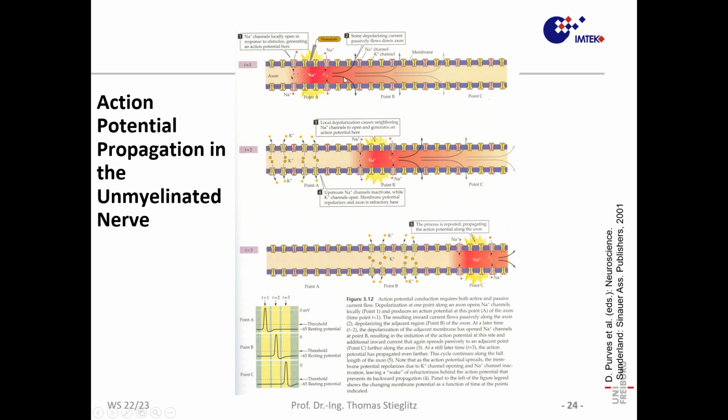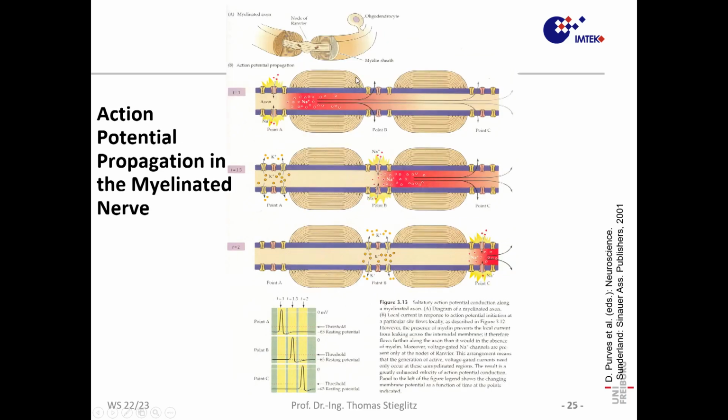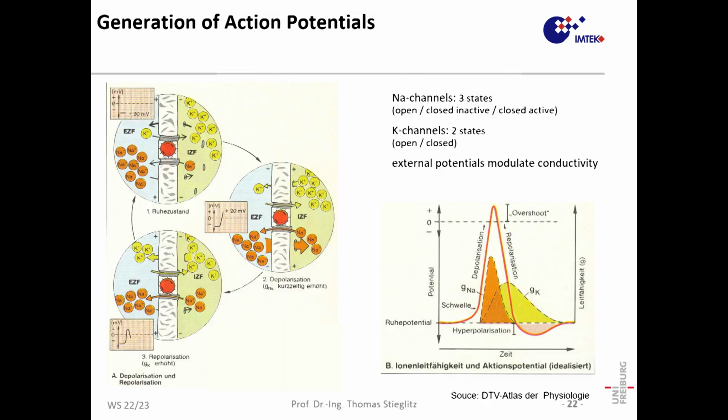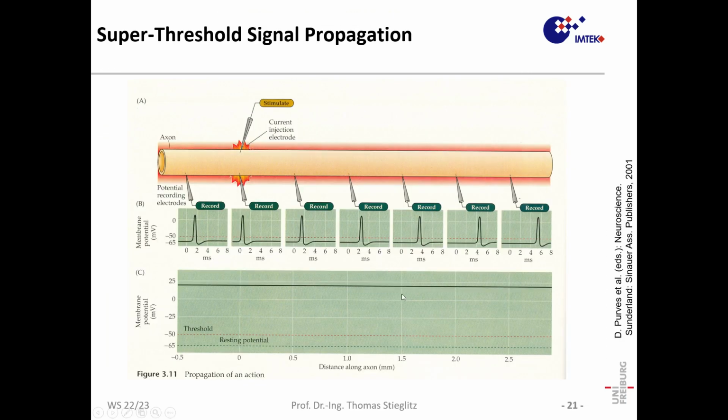And therefore, we come after a few slides to myelinated nerve cells. But before we come there, we have now found out there is something like an action potential, and it travels over the nerve. And I want to dive a bit more in detail into what happens there.